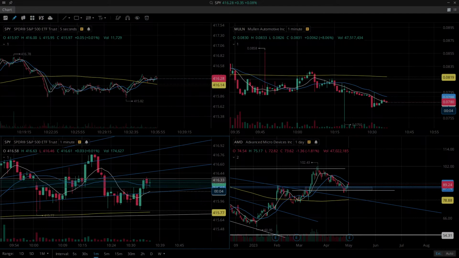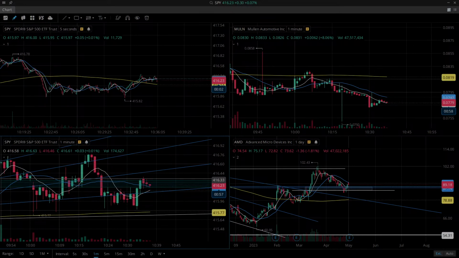1 minute potential RBR. 3, 2, 1. It's a doji instead. We wait.